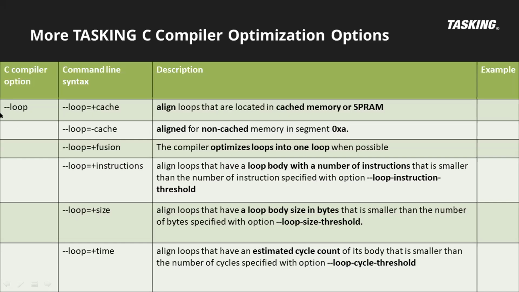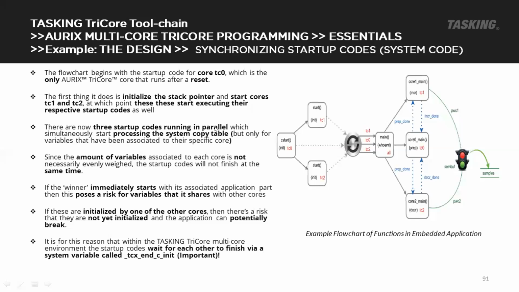So this is the compiler option called loop, and these are the different combinations that you could use to force different alignments for different loops. All right, so this is the second part of the session. Enough with presentations. We will have an example where we illustrate from the very beginning till the end how you could use the TriCore, and how you could use the tasking toolchain to build a multi-core based application.